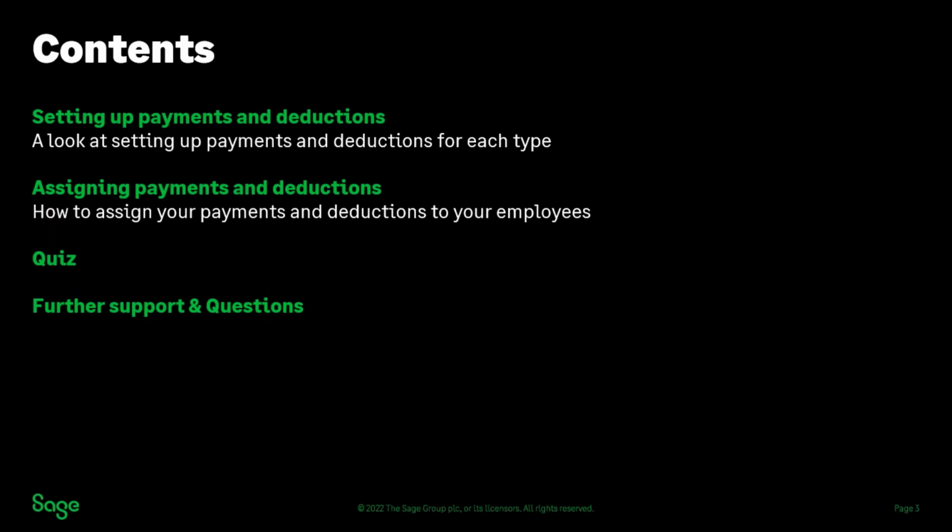The first thing we're going to cover is setting up payments and deductions. We're going to have a look at setting up the payments and deductions for each type. There are various settings in each type that we'll go through, and we'll be live demoing them as well. We're then going to look at how you can assign payments and deductions to your employees. There are a couple of ways to do this depending on which stage you're in the payroll program, so you can do it at multiple stages, and we'll go through that as well.